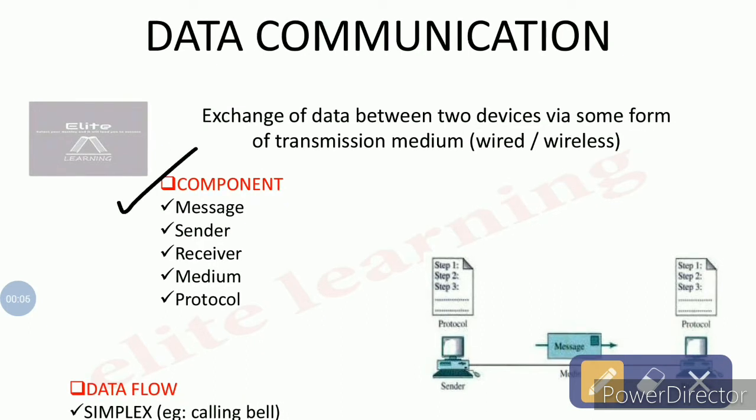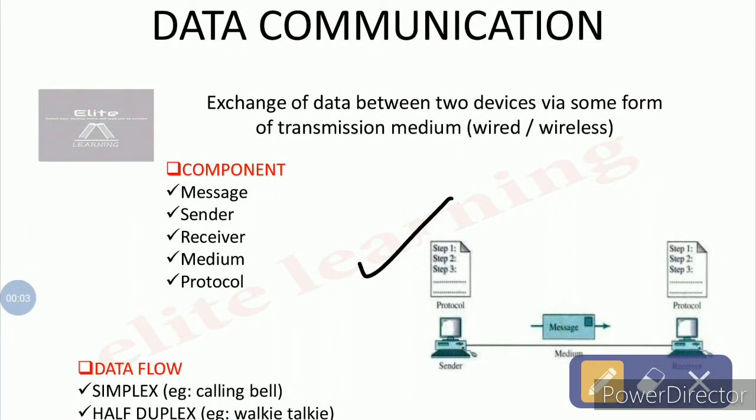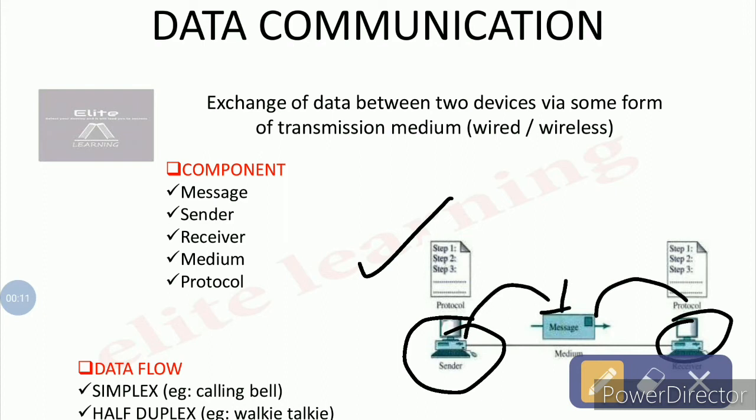As you can see, there are 5 components: message, sender, receiver, medium and protocol. In order to exchange information from one system to another, or one node to another, we must have these components. As you can see in the diagram, there is a sender and a receiver. The sender is sending a message, which is received by the receiver. So message, sender and receiver are the important components in this scenario.